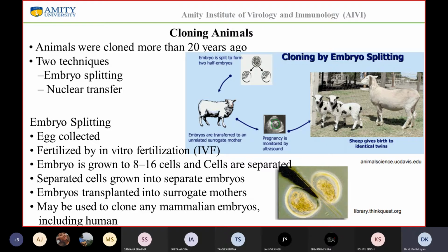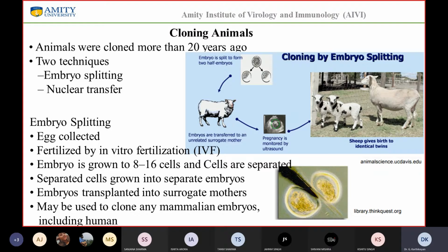When we see some characteristic which could be of benefit, then people start cloning. For example, the wool from Australian sheep is supposed to be the best quality, so people wanted to clone. It didn't happen all of a sudden. I think it happened through selective breeding, and then people started cloning. So there are two things: one is called embryo splitting, and then you have another one called nuclear transfer.